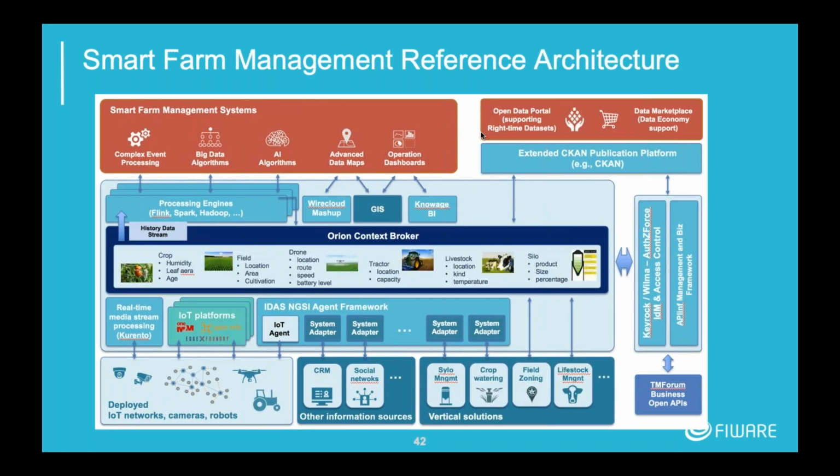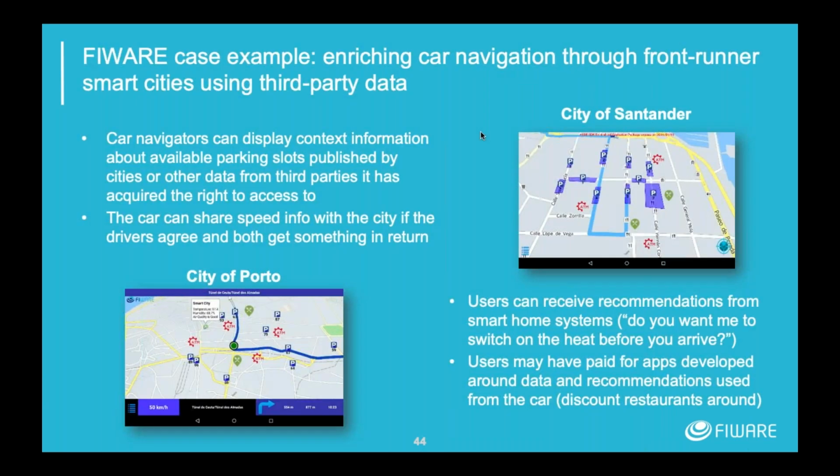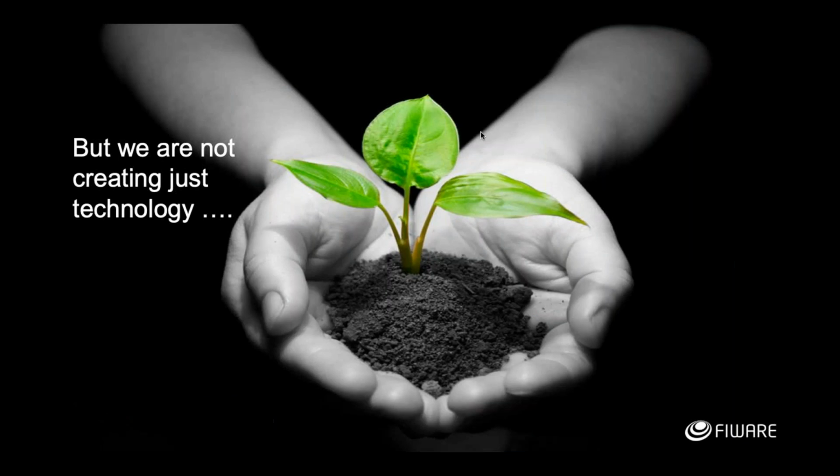And farm, similar picture, and factory, similar picture. Everything is coming in the same idea. You have your devices at the bottom, you have some sort of translation layer, you get the context broker, and keep moving up the processing. So I've already mentioned the stuff about the car navigators, but the point here is that you can actually get information coming out in a fashion that other users, other third-party users, are able to retrieve.